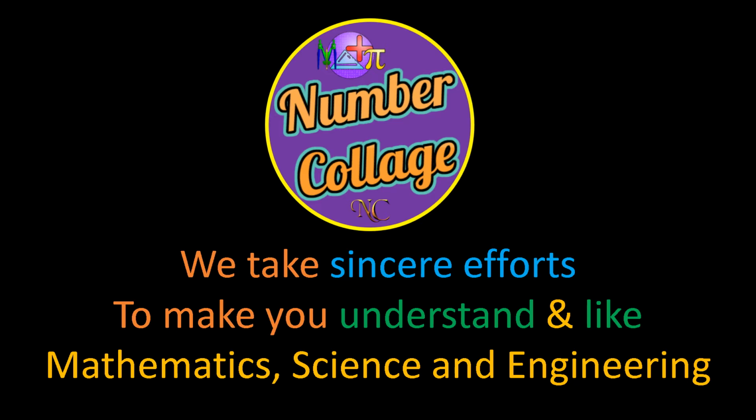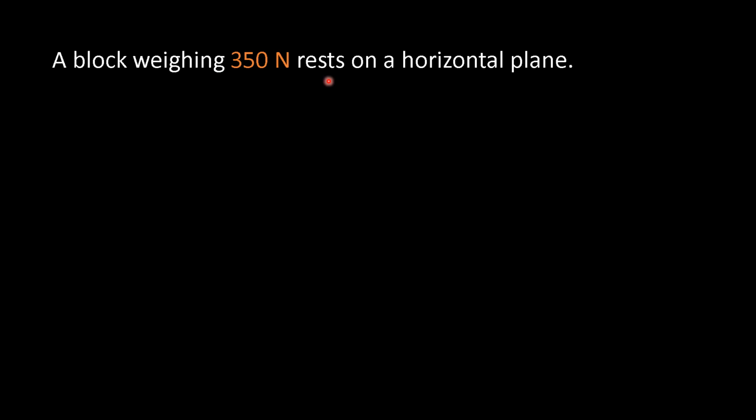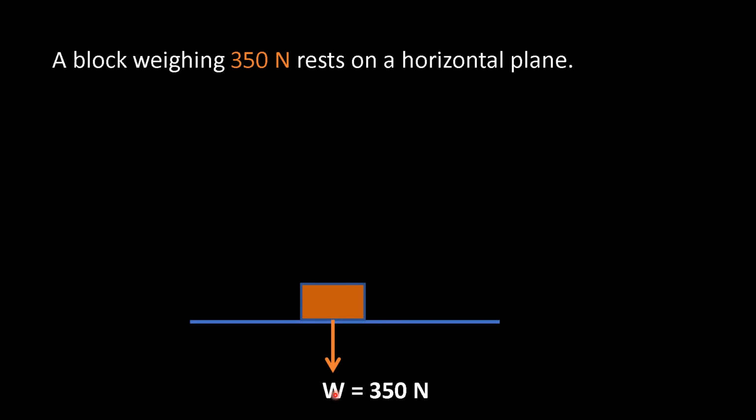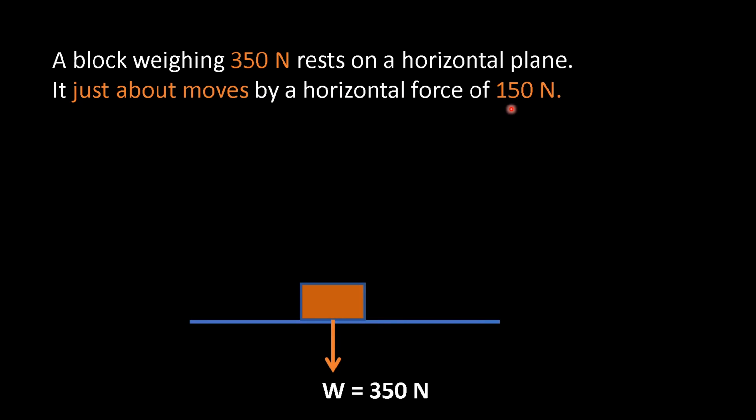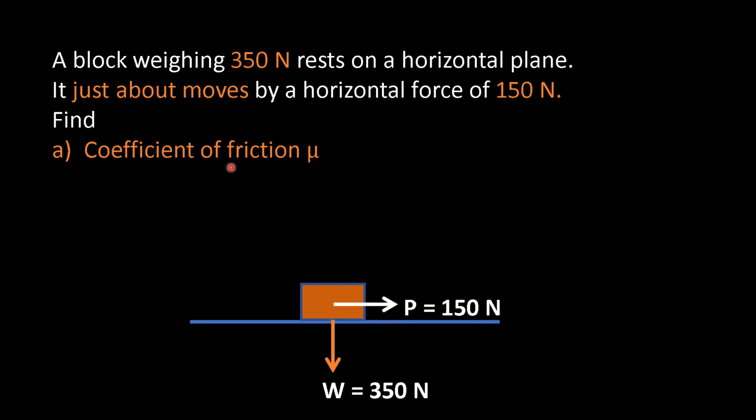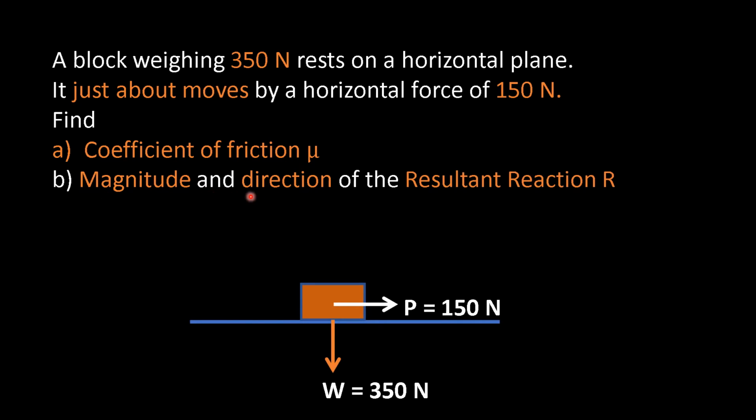In this video, we will discuss more problems on friction. A block weighing 350 Newton rests on a horizontal plane like this. It just about moves by a horizontal force 150 Newton. Just about moves. Find the coefficient of friction mu and magnitude and direction of the resultant force R.